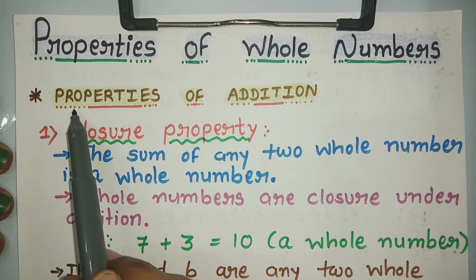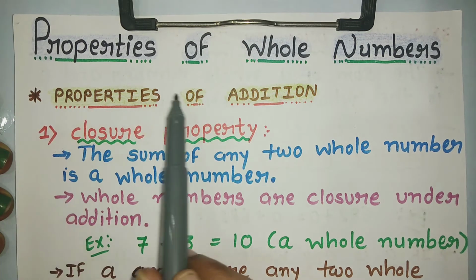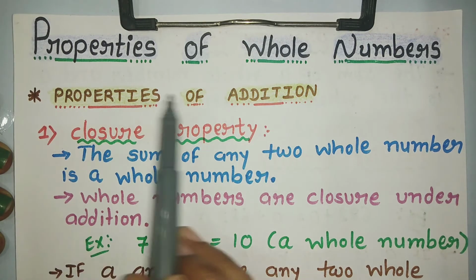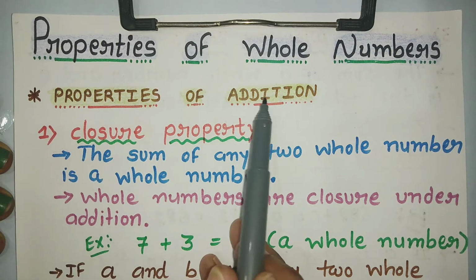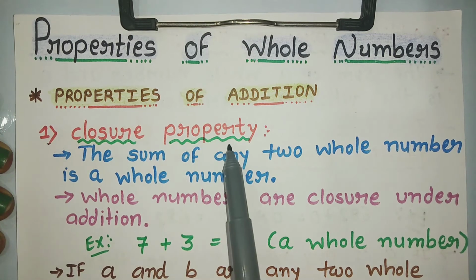In that, first, properties of addition, properties of subtraction, properties of multiplication and the properties of division. So our first property is properties of addition. The first one is closure property.